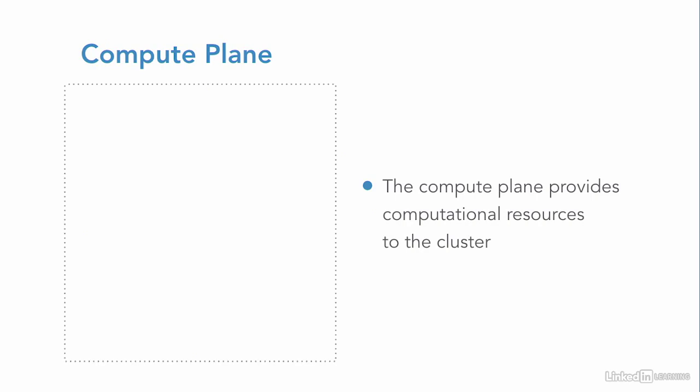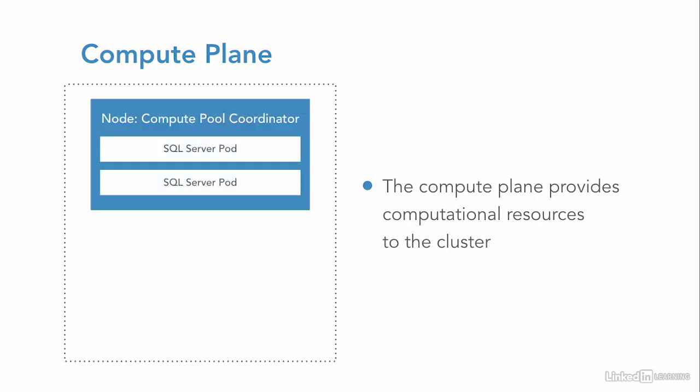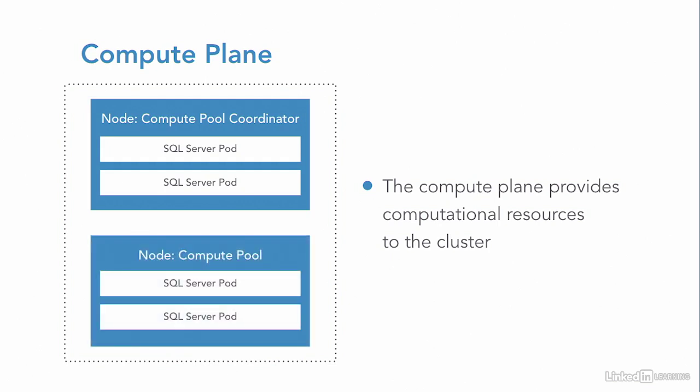The compute plane provides computational resources to the cluster. In it are nodes running groups of SQL Server on Linux pods. These pods are divided into compute pools for specific processing tasks, including acting as PolyBase scale-out groups for accessing remote data stores.